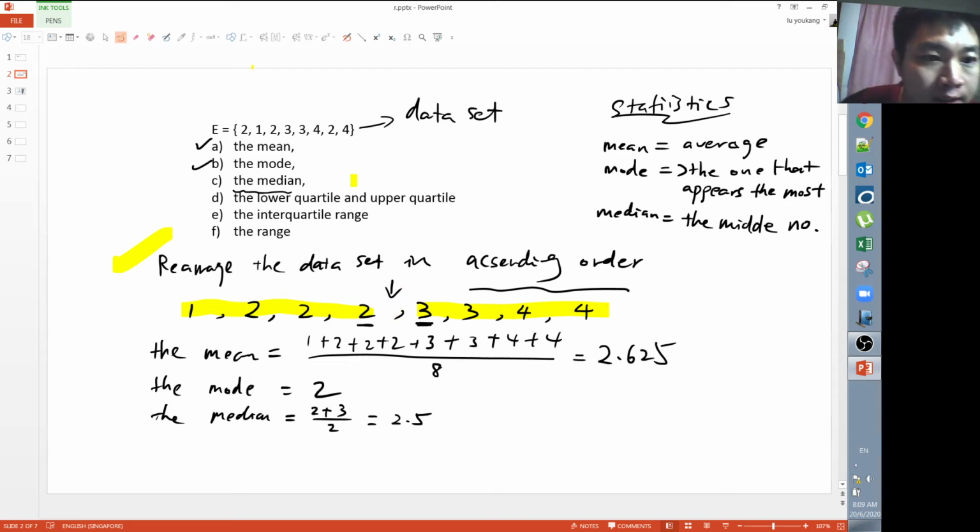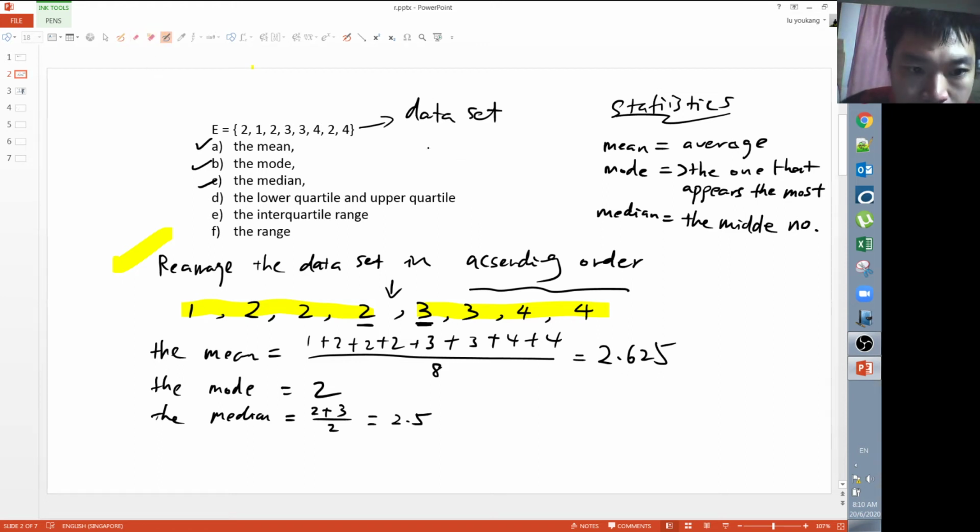Alright, so I've completed the median as well. Now we are asked to find the lower quartile and upper quartile. The meaning of lower quartile and upper quartile is also pretty simple.